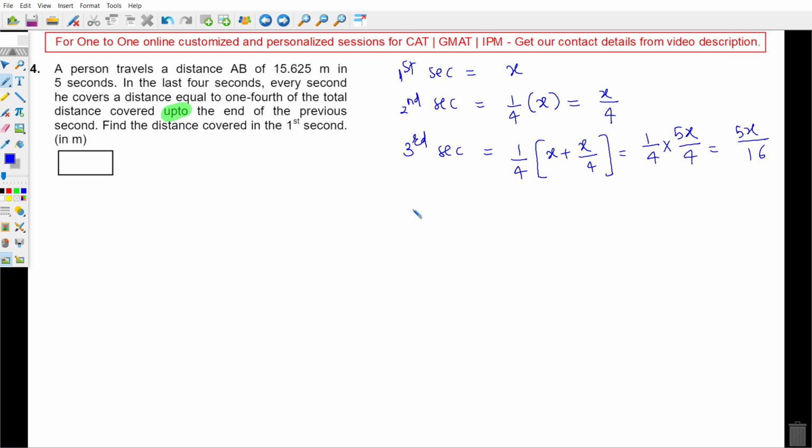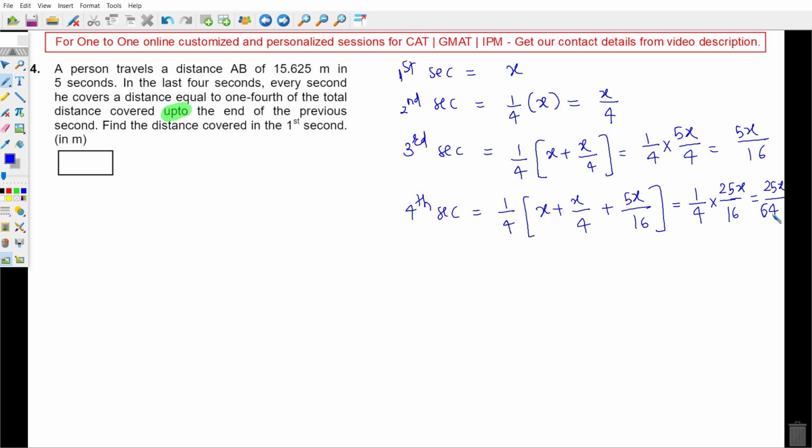Now the distance covered in the fourth second will be 1/4 of the distance covered in all the previous 3 seconds, that is 1/4 of x plus x by 4 plus 5x by 16. Let's solve this. With 16 as the LCM, we get 16x, 4x and 5x. 16x plus 4x plus 5x is 25x, so this is going to be 25x by 64.